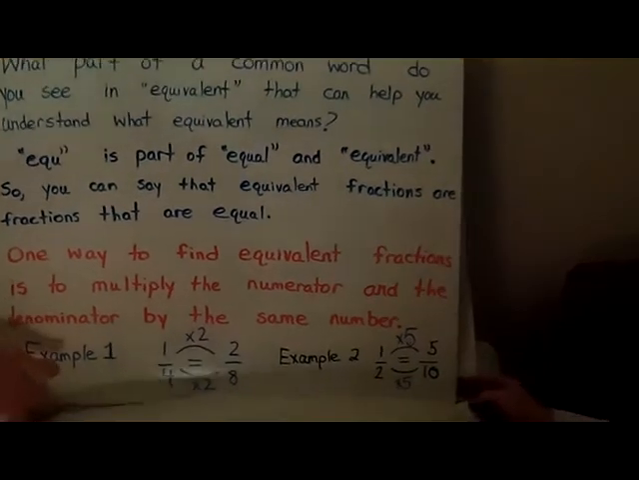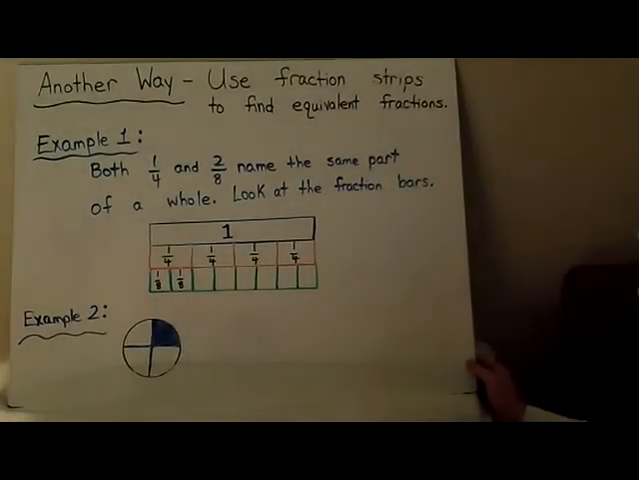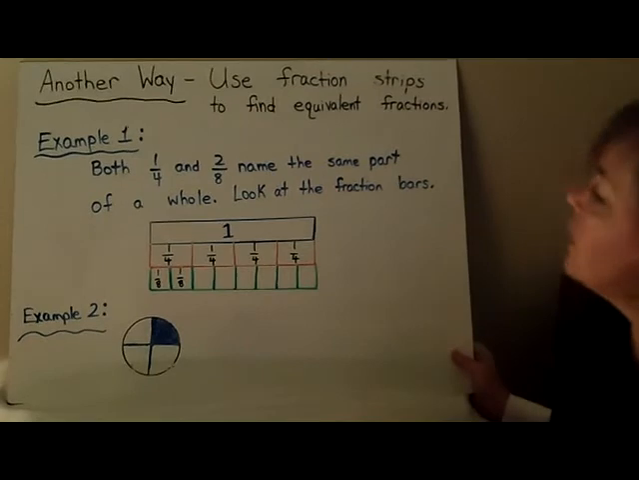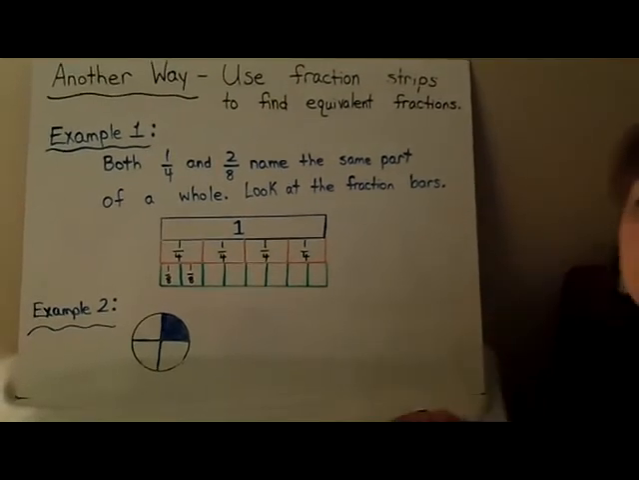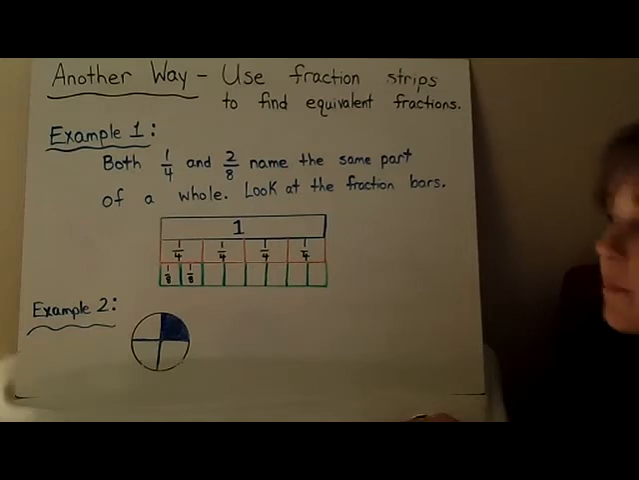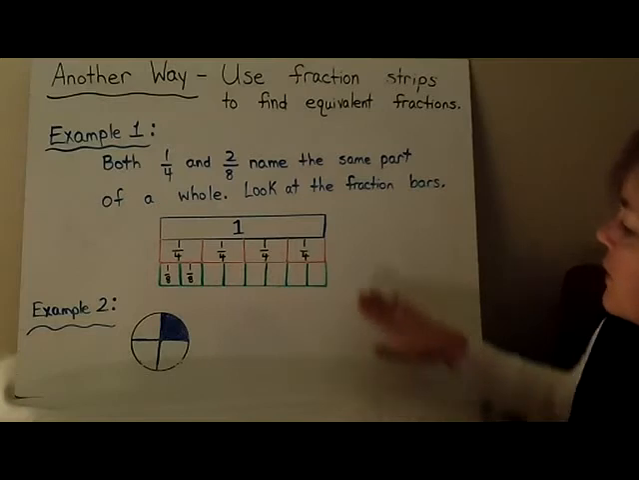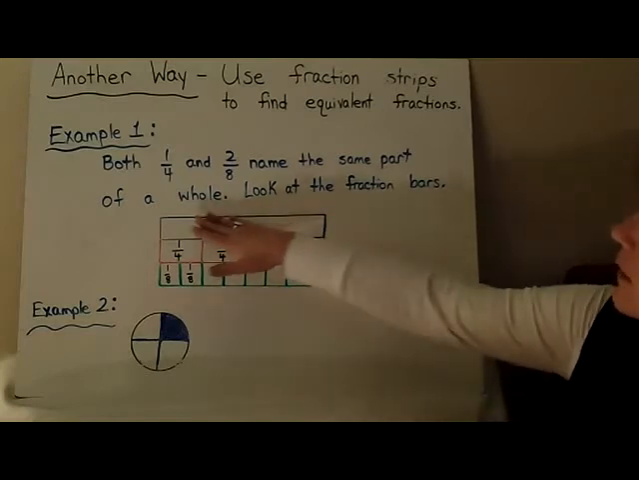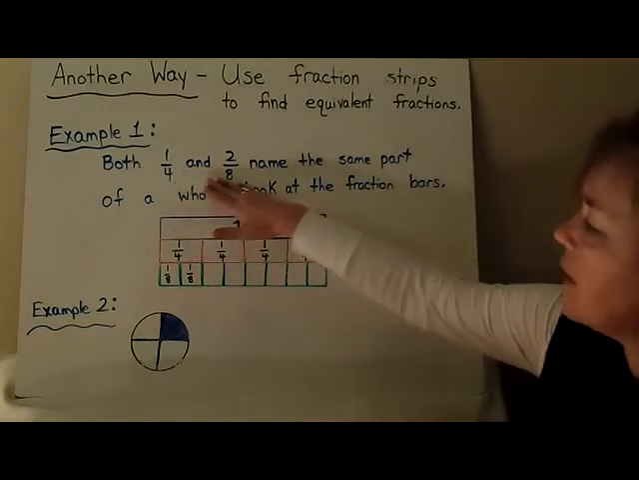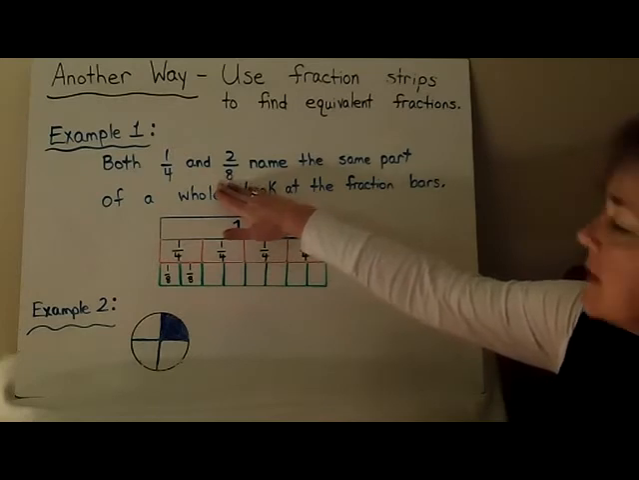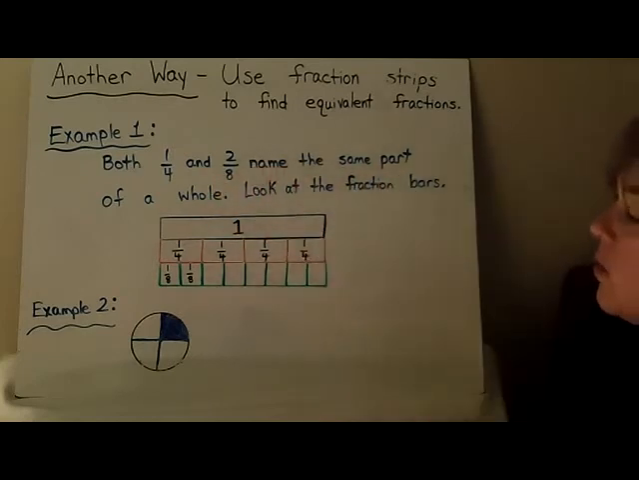Okay, let's look at another way. Another way to find equivalent fractions is to use fraction strips. This is something that you will get to do in class. Sometimes you hear them called fraction bars. So, look at this example. It says both 1/4 and 2/8 name the same part of a whole.